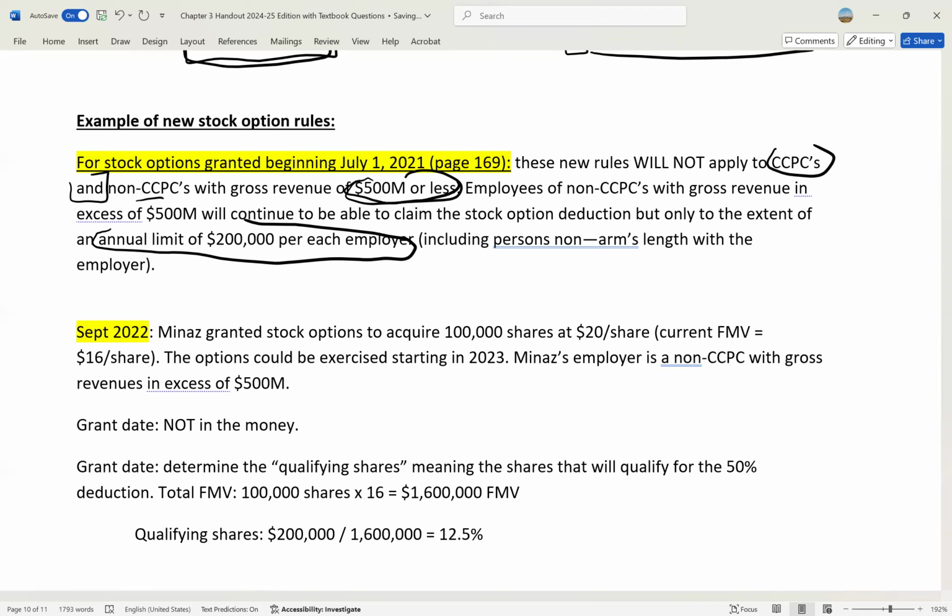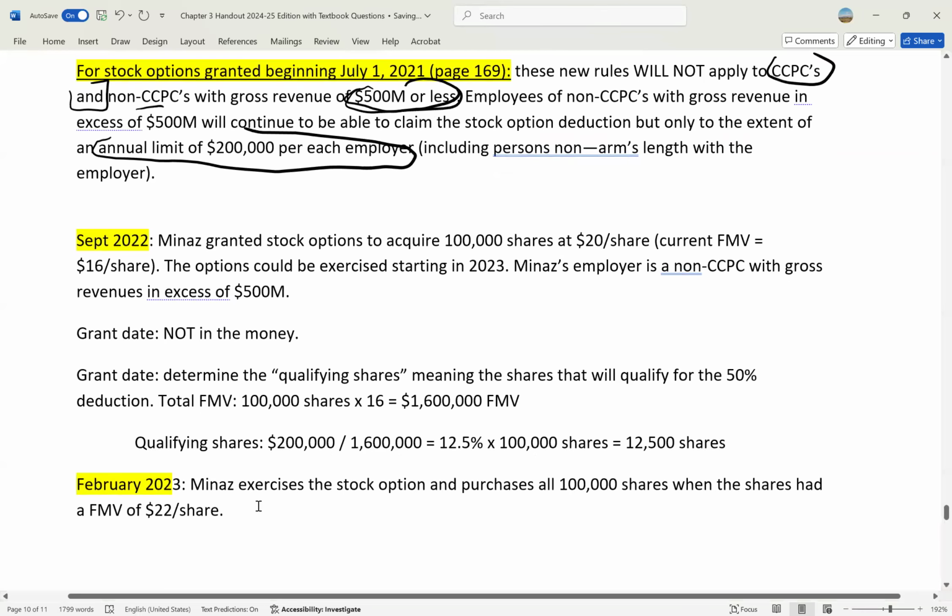So what is 12.5% times the 100,000 shares that the option gives him the ability to buy? That's 12,500 shares that are considered qualifying shares. So this is just done on the grant date. If he never exercises the stock option, it doesn't matter because this is just on the grant date.